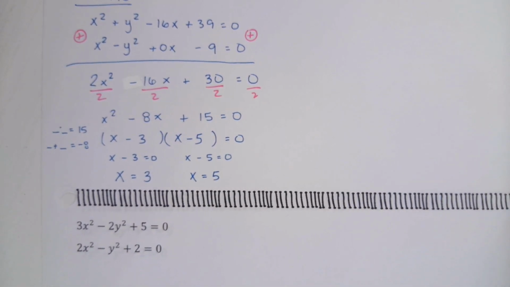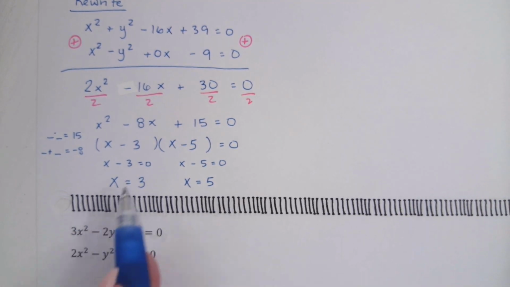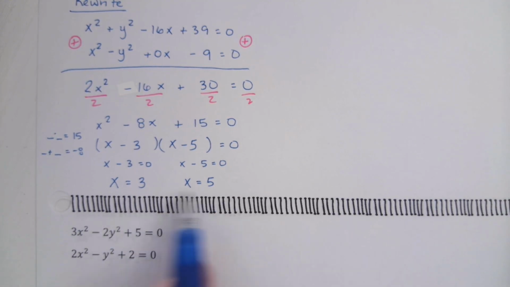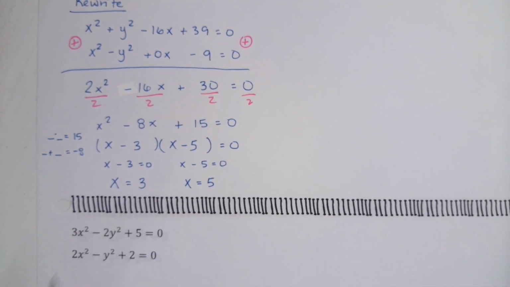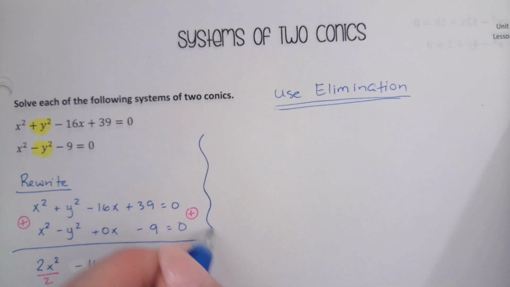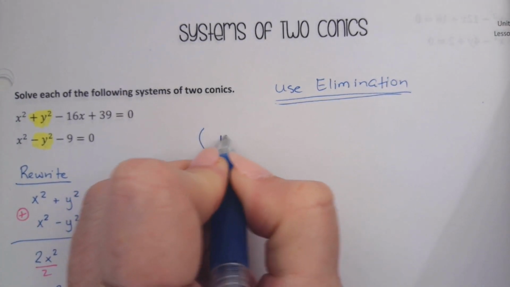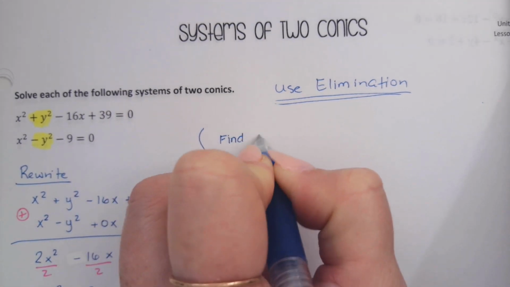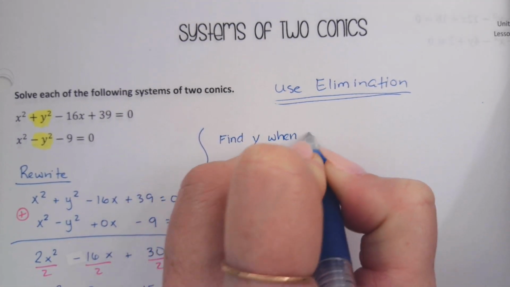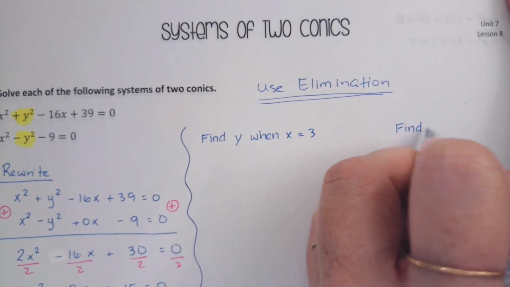Okay. So now that we have the x values, remember we had the same issue when we had this lesson on the Friday before the break. Just because you have the x values doesn't mean you're done, because you still have y values that pair with these x values, because the solution will be the point that they cross at. So you have to have an x and a y. So once we have our x, we still need to find the y's that go with those x's. So we're going to find y when x is 3, and also find y when x is 5.